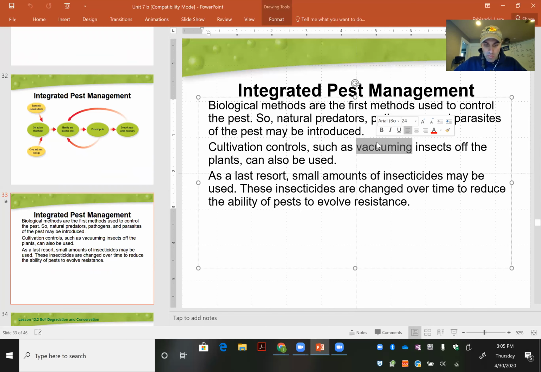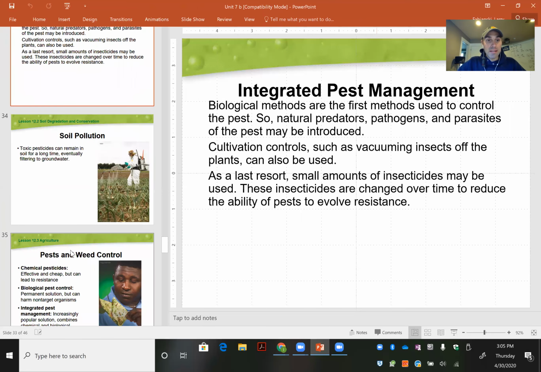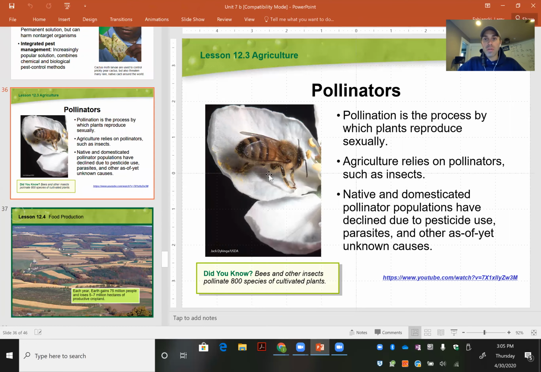Let's see. Moving on. 13. What is the effect of pesticide use on pollinators? Okay, that is a big deal. So pollinators, we're talking about bees, right? We're talking about anything that pollinates.